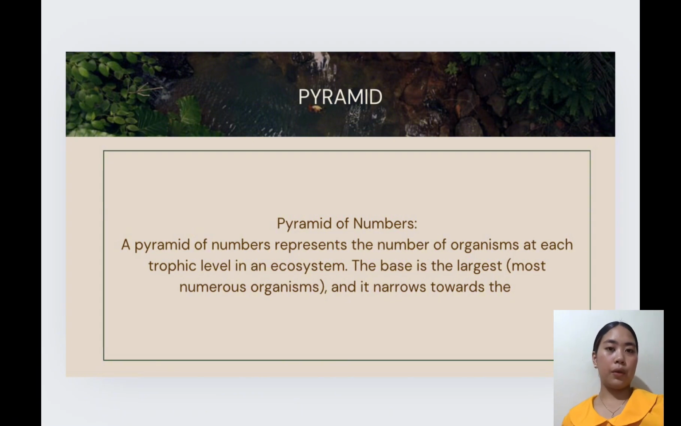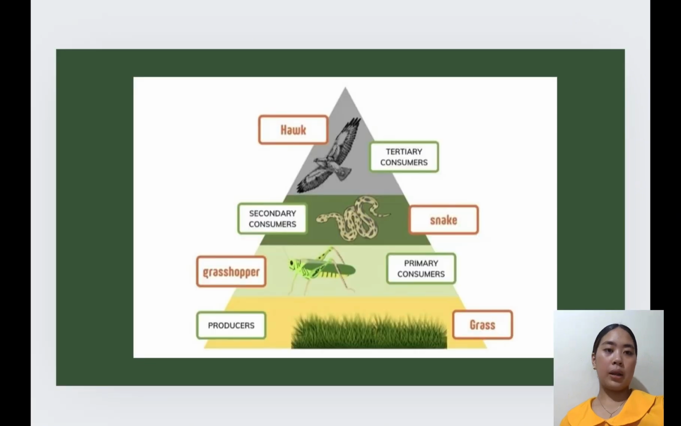Pyramid of numbers. A pyramid of numbers represents the number of organisms at each trophic level in an ecosystem. The base is the largest or most numerous organism. So, ang pyramid naman daw po of numbers ay nagpapakita ng bilang ng mga organismo sa bawat trophic level sa isang ecosystem. At ang base nito ay ang pinakamalaki o pinakamaraming organism. So, may makikita po tayo dyang pyramid. Naka-level na po siya. Sa level 1 po is yung producers natin na grass. And sa level 2 naman po is yung grasshopper na primary consumer. Sa third naman po is yung secondary consumer na snakes. And yung last po, pang level 4, is yung tertiary consumer na hawks.